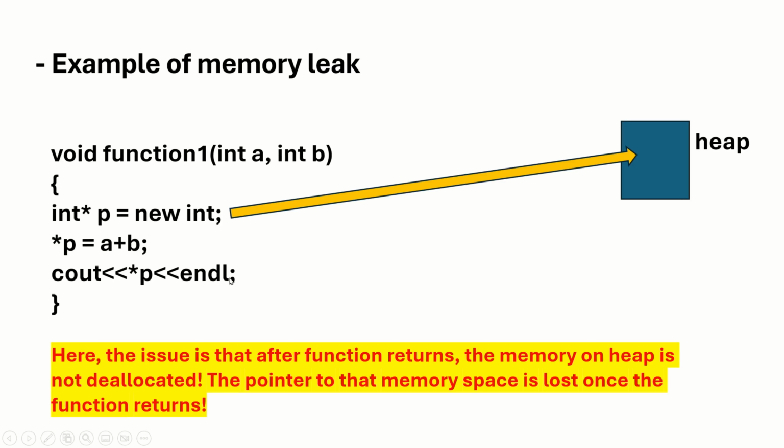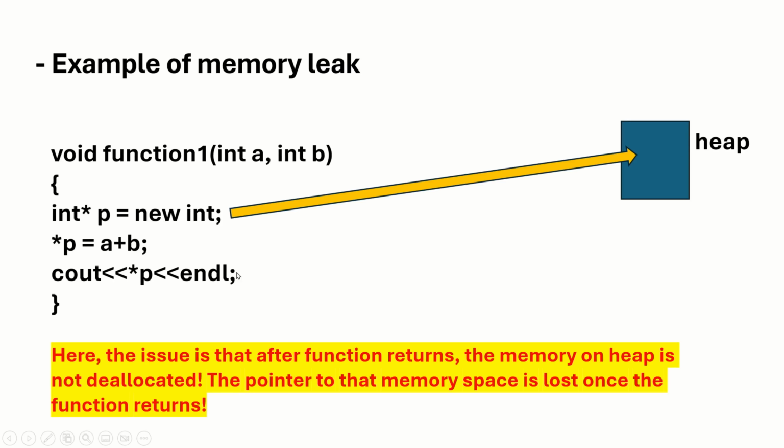Here, the issue is that after the function returns, the memory on the heap is not deallocated. The pointer to that memory space is lost once the function returns. So let's analyze this example. P will actually be destroyed. However, P is a pointer, and P is actually declared on the stack. However, the memory for storing the value that P points to is reserved on the heap.